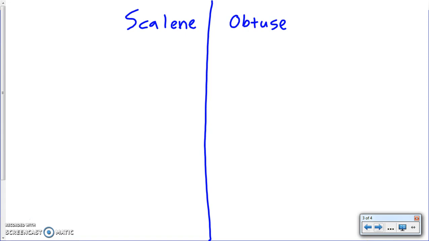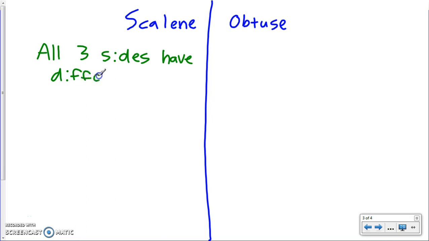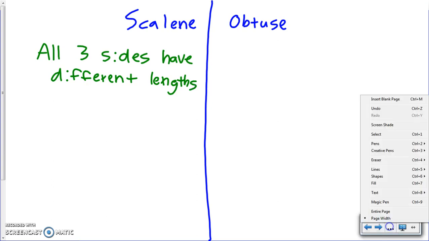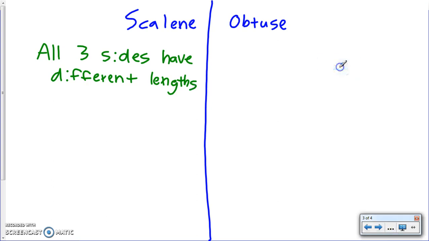For the next one, we have the vocabulary word scalene. In a scalene triangle, this is probably the easiest we will see. All three sides have different lengths. So scalene, all three sides have different lengths. I'm going to sketch a scalene triangle really quickly for us to see. We're going to label it so we have an example.